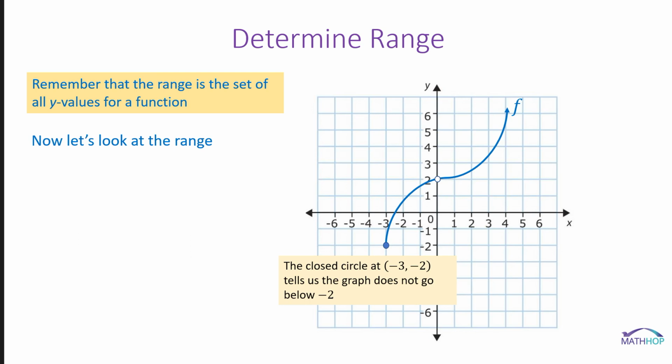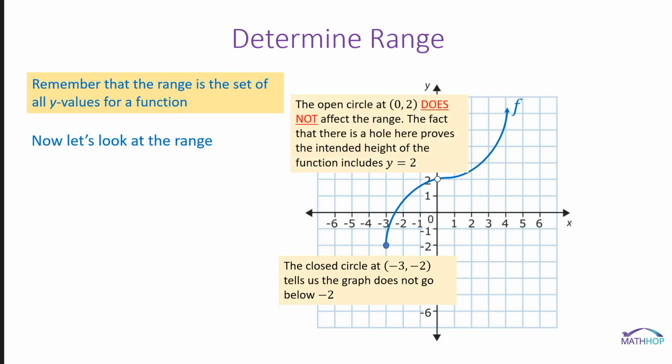Now let's go look at that open circle. That open circle at 0, 2 does not affect the range. I know, this drives everybody nuts. The fact that there's a hole here proves that the intended height of the function includes y equals 2. So I have no input here, but look at my output. The intended height of this function is clearly 2. So the open circle does not affect my range.